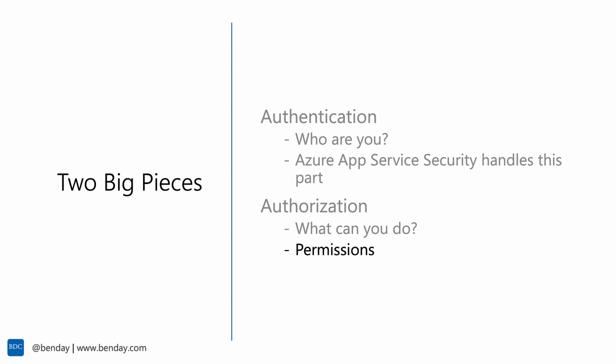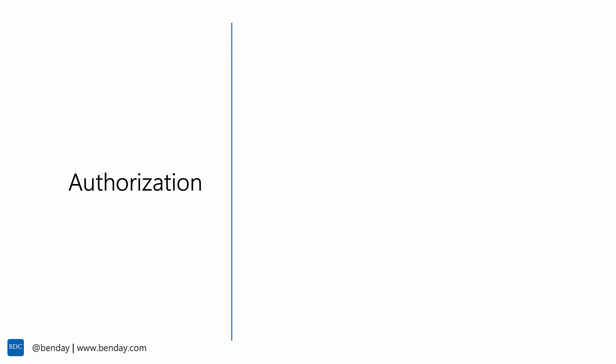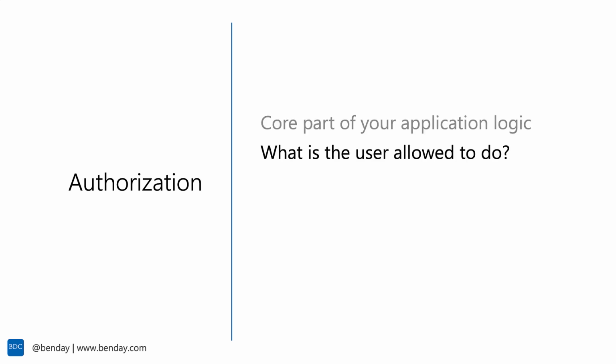What are your permissions? And Azure App Service Security is kind of handling this in that it's either letting you into the application or it isn't. So if you can authenticate, it lets you into the application, and if you can't authenticate, it doesn't let you into the application. Now that authorization stuff is usually a core part of your application logic, and it answers, like I said before, what is the user allowed to do?